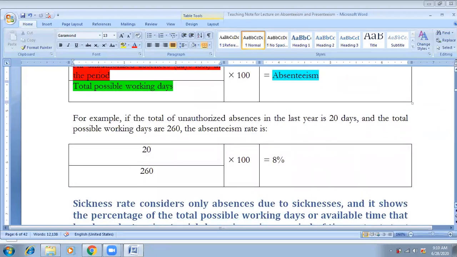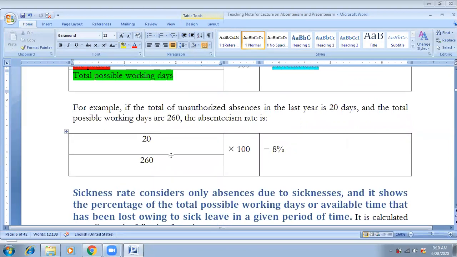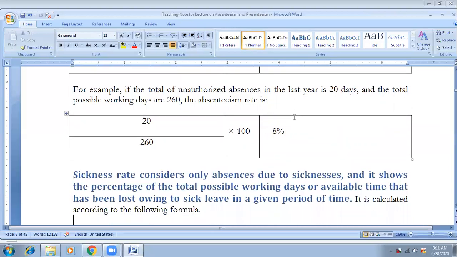This is the example. 20 divided by 260, then multiplied by 100, gives 8%. Last year, assume 8%. Then this year, assume 10%. Before last year, assume we got 4%. That means absenteeism has been increasing. Before it becomes a very serious problem, we are supposed to take actions, remedial actions, to face this issue of increasing absenteeism.